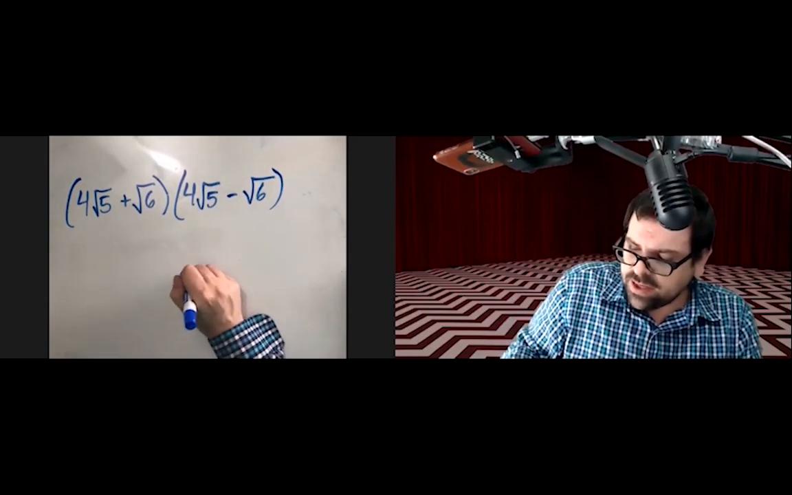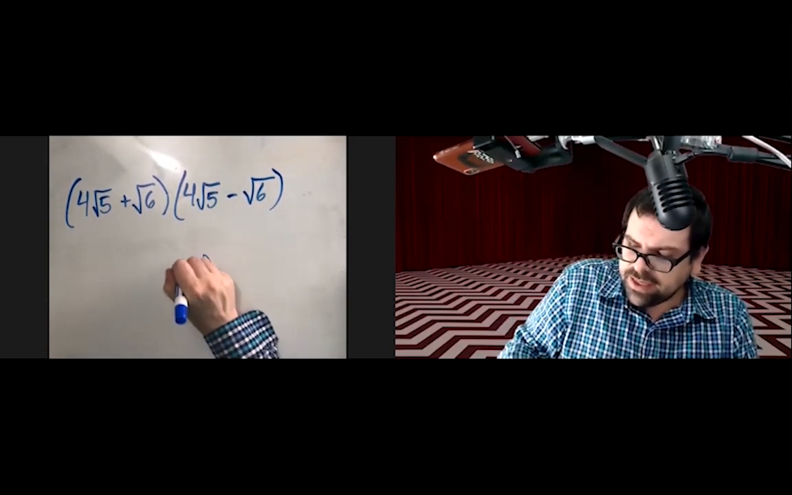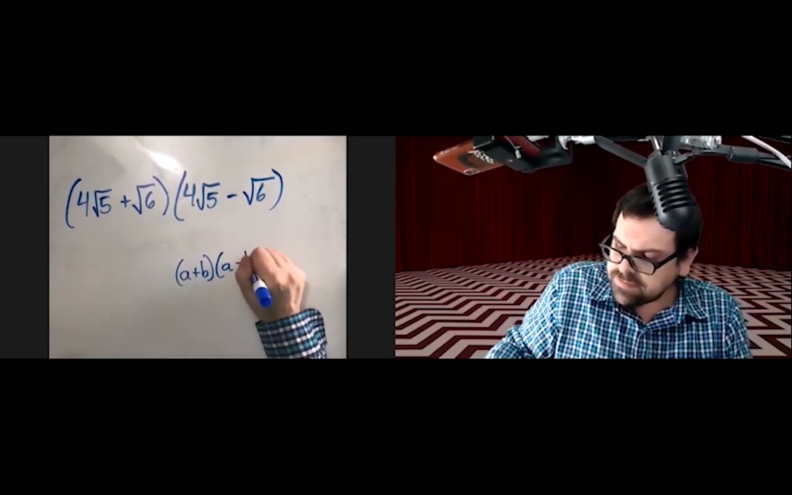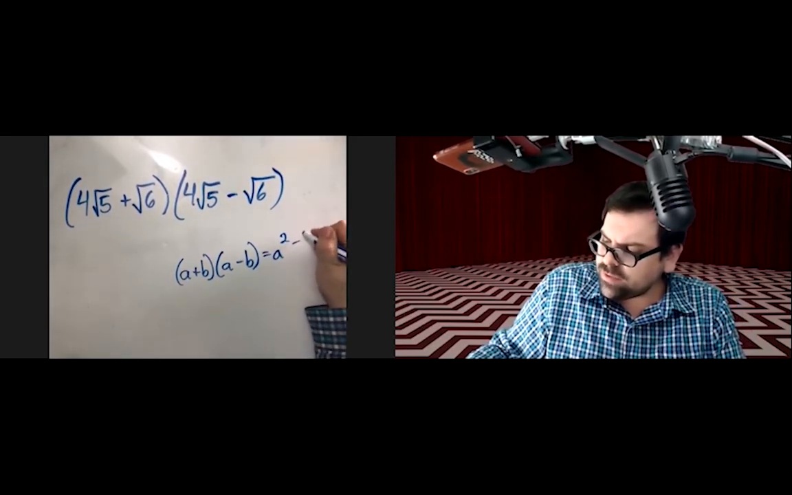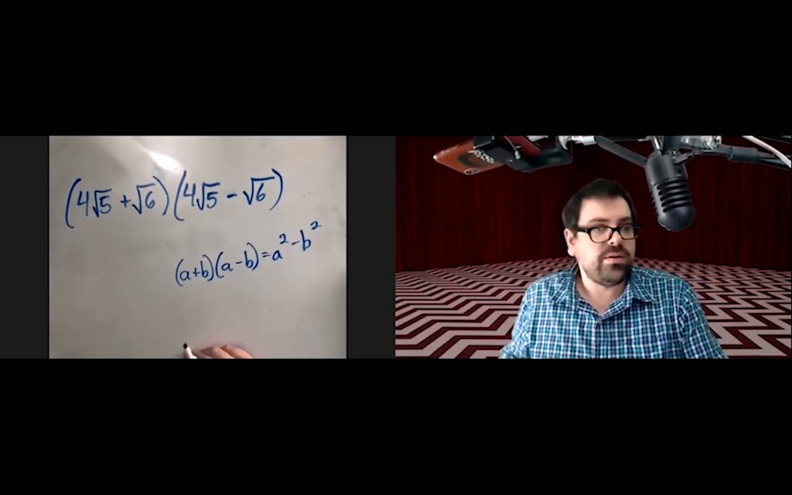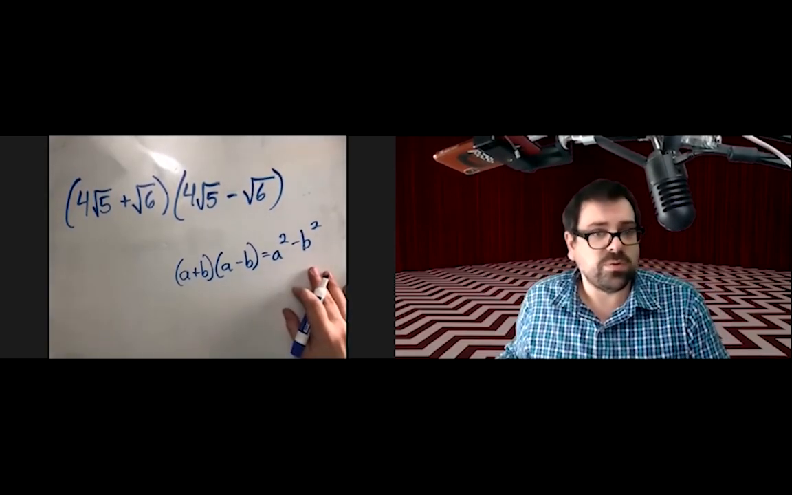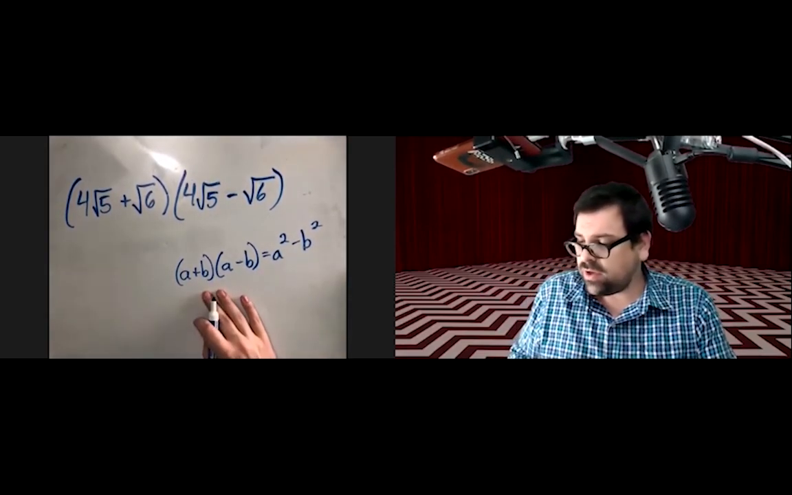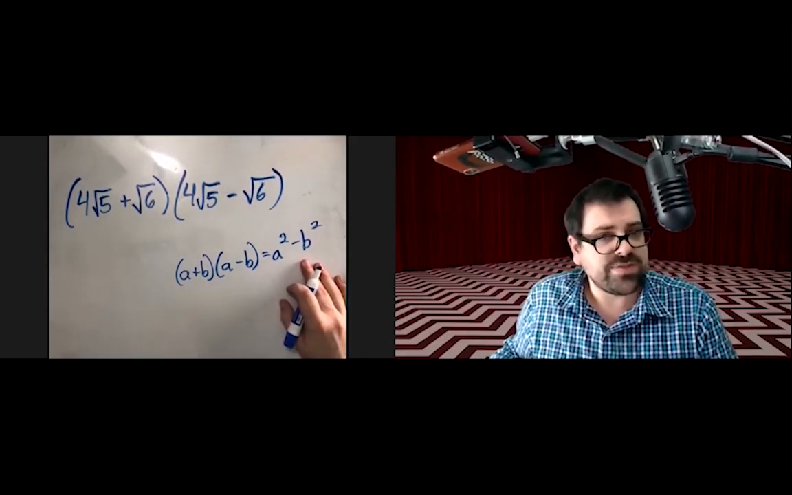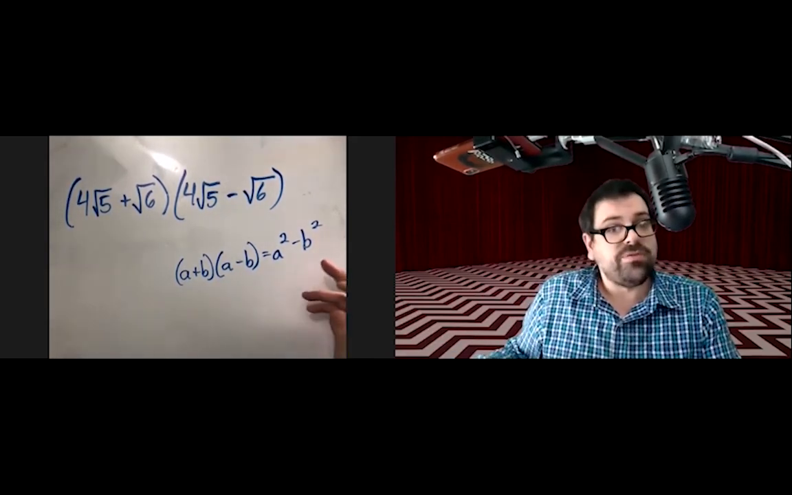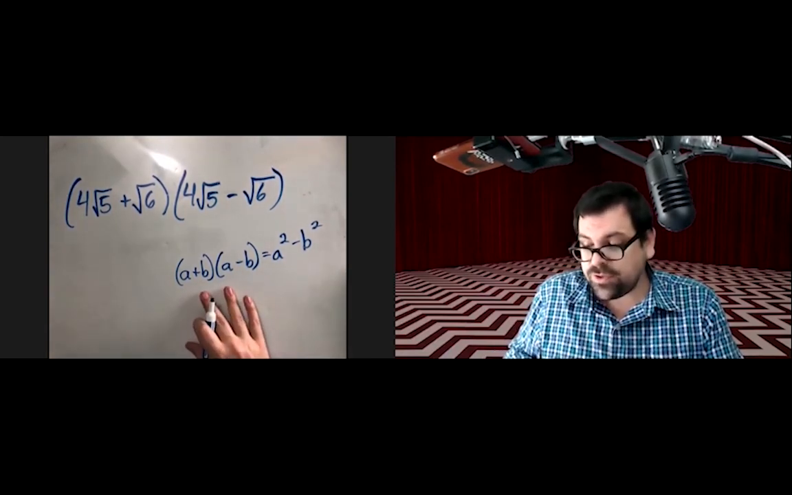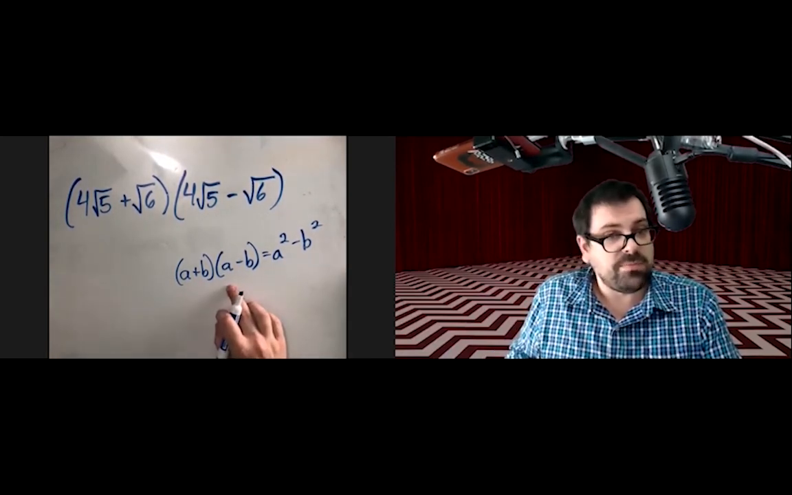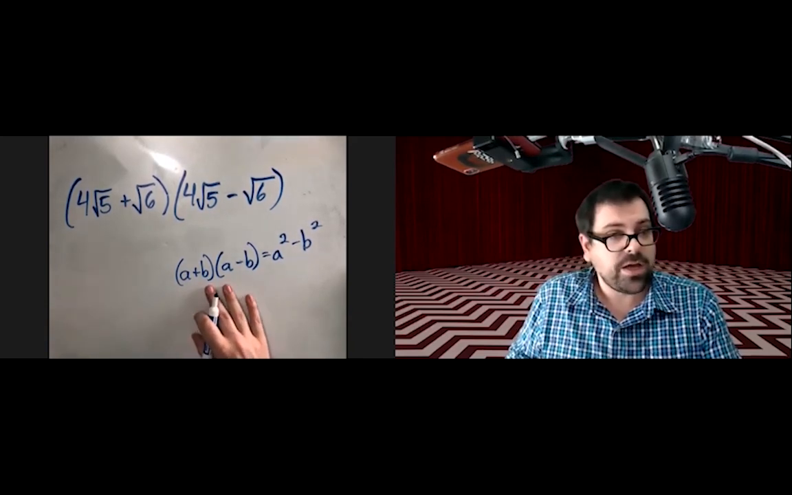Remember, that was a plus b times a minus b, and we got a squared minus b squared. It's the difference of squares formula. Multiplication of conjugates gives us a difference of squares. Just like if we factor a difference of squares, we get two things, one plus, one minus, conjugates.